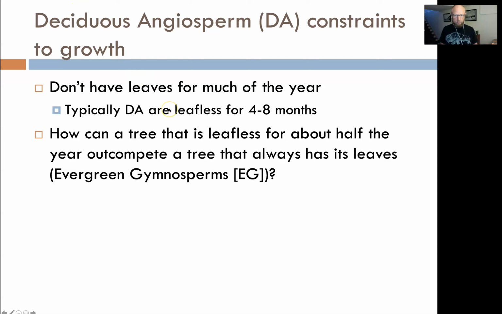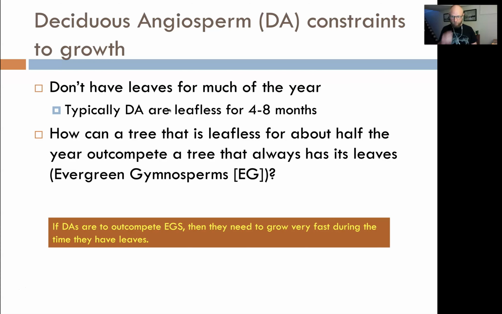So the question then becomes, how can a tree that gives up on growth for a large part of the year actually outcompete a tree that always has its leaves, like an evergreen gymnosperm? We'll talk about those adaptations that allow these plants to make up for lost time, if you will, since they're without leaves for so long. How do they get enough carbon during that growing season to outcompete other plants?